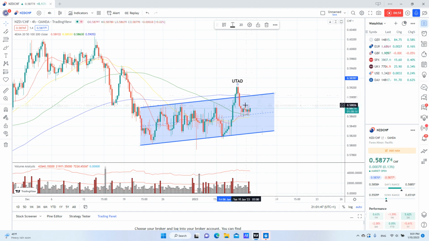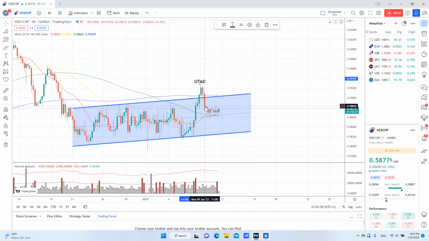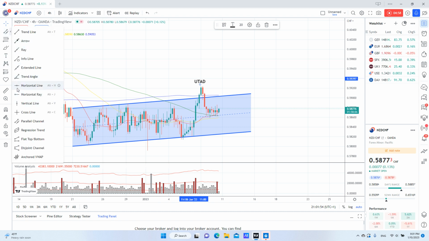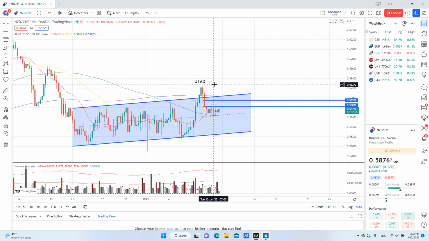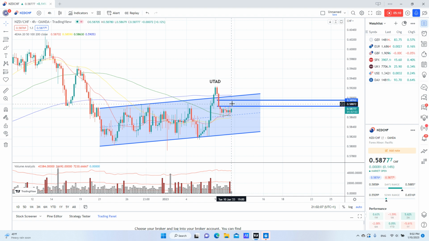So the best entry is either in this gap here, for our gap here. We filled a part of it. It may go up or we may enter now.